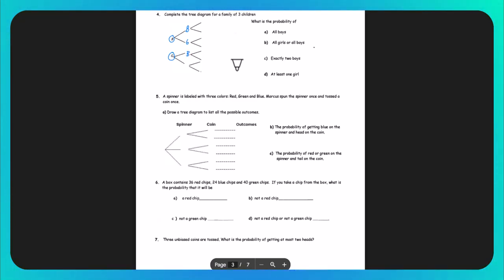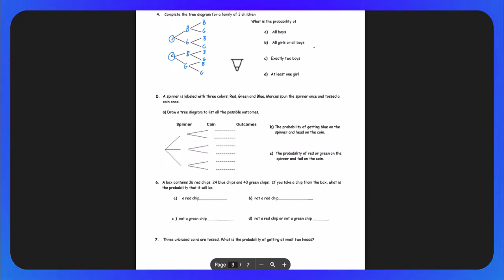But then here we also have boy, girl, boy, girl. So for the third event, notice our tree gets a little tight here, but don't worry about it. So what is the sample space? Well, let's write those out.